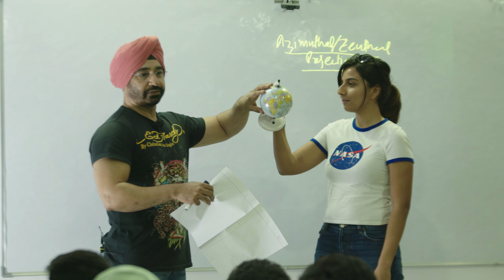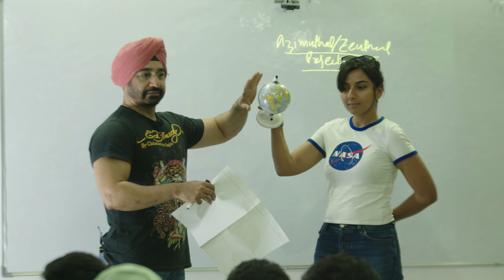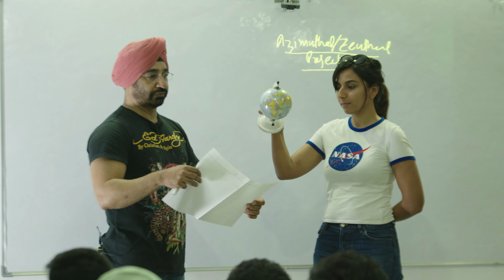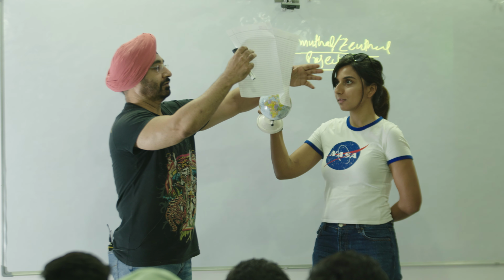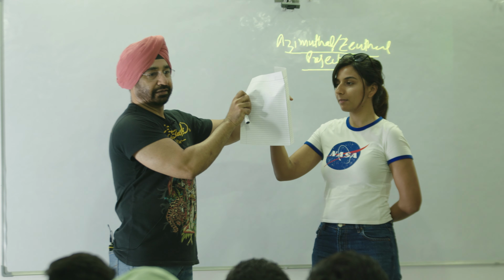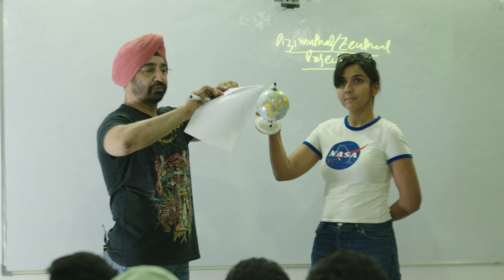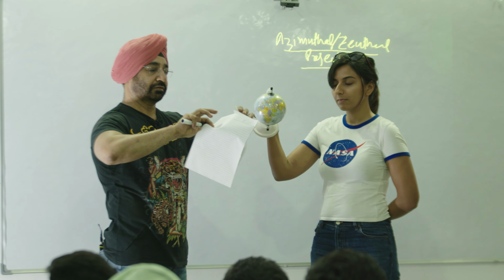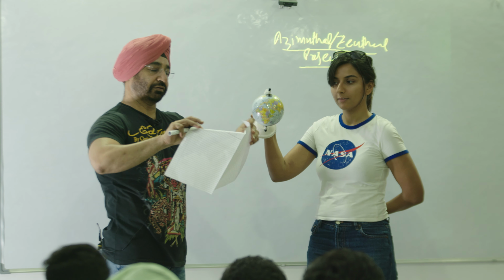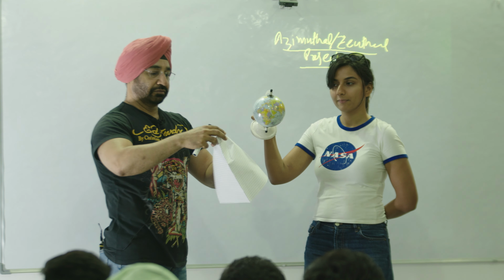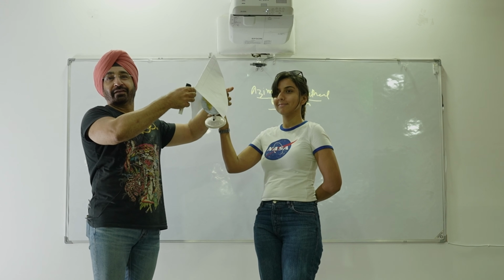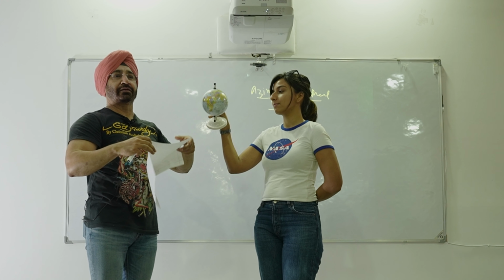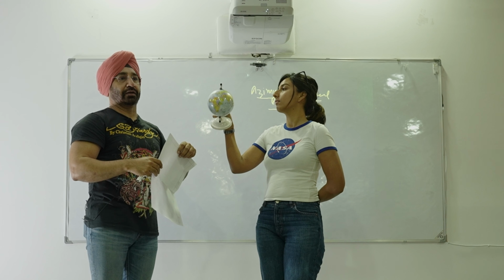So glass, graticule, globe, everything remains the same. First we put a sheet like a cylinder and we create it. Then we put it like a cone and we created conical projection. Clear? And the last one is the simplest of all.